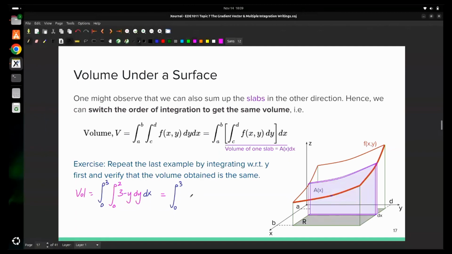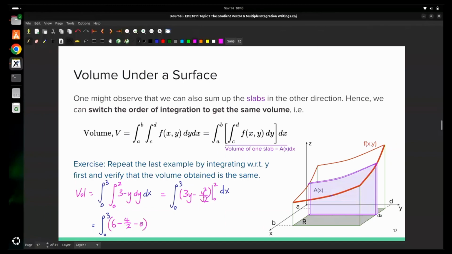So this is going to give you 3y minus y square over 2, evaluated from 0 to 2. Sorry, y square must be over 2. So this will give 3 times 2, which is 6, minus 4 over 2. I substitute in, then minus 0, of course.